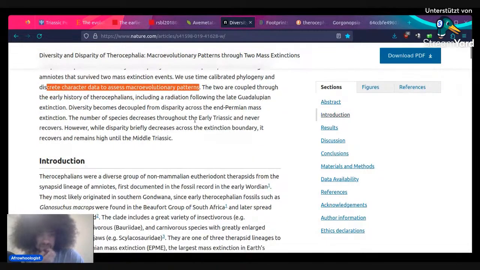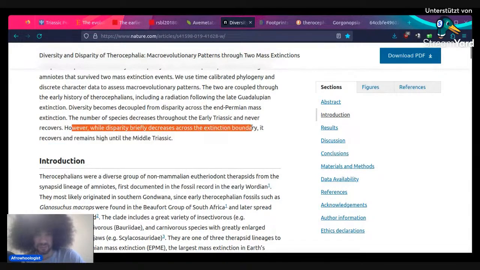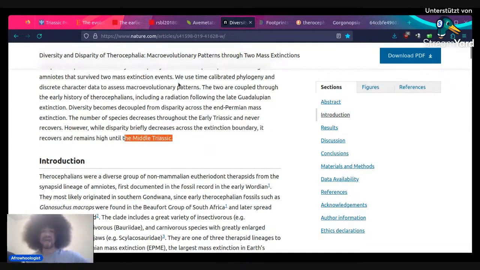So diversity becomes decoupled from disparity across the end-Permian mass extinction. The number of species decreases through the early Triassic and never recovers. However, while disparity briefly decreases across the extinction boundary, it recovers and remains high until the middle Triassic. What happened in the middle Triassic? What happened in the middle Triassic?